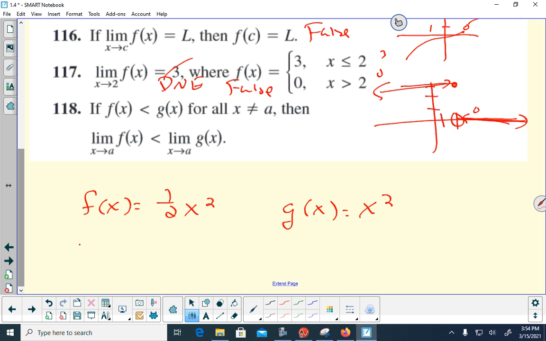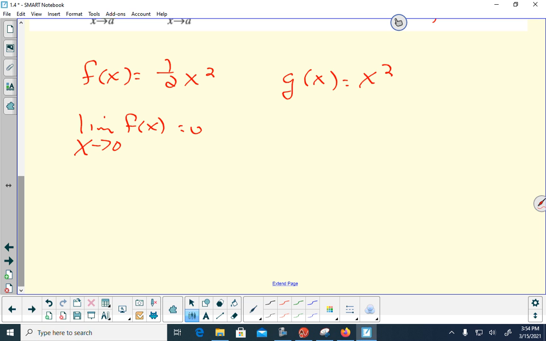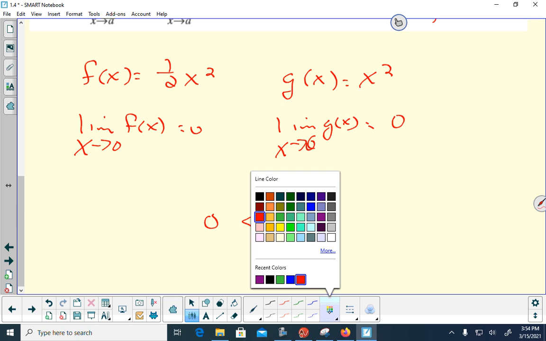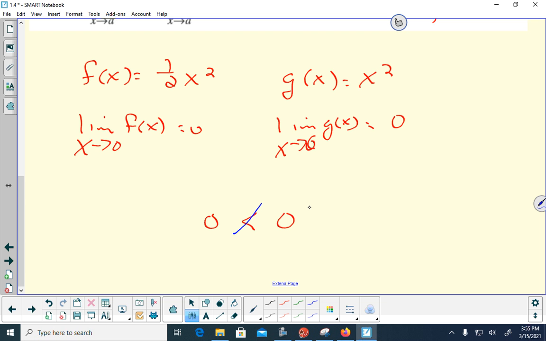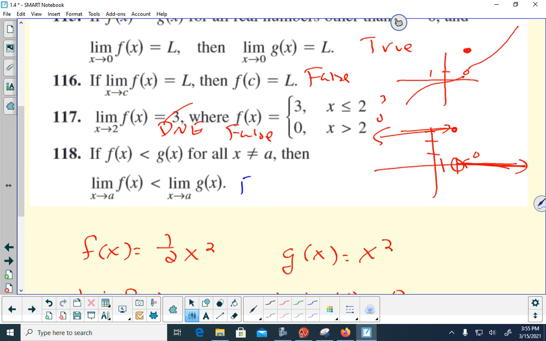But if I wanted you to find the limit of f of x as x approached 0, you would put 0 in and you would get 0. If I wanted you to find the limit of g of x as x approached 0, so I'm approaching the same number, putting 0 into that function, I'm also going to get 0. Well, 0 is not less than 0. So since I found one counterexample, I proved this whole thing false. So this is false. All right, that's the homework, and I hope it helps. I will see you next time in class.